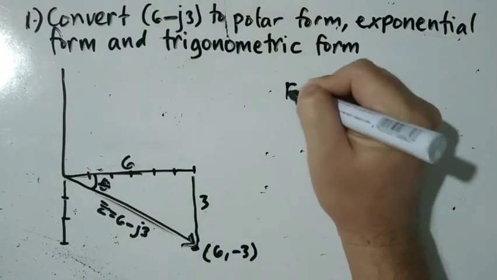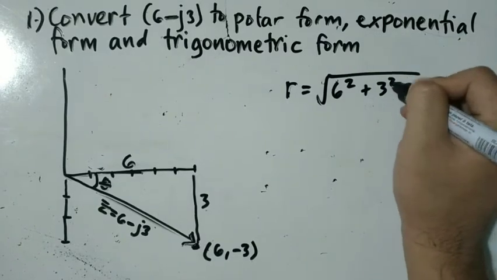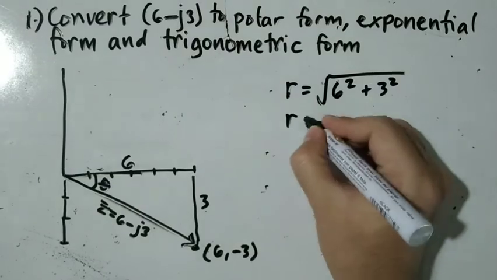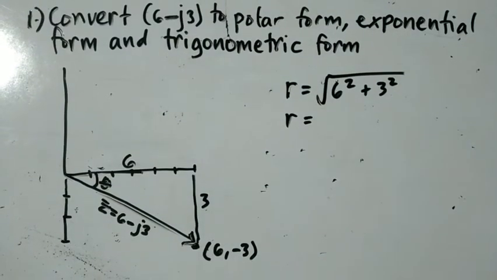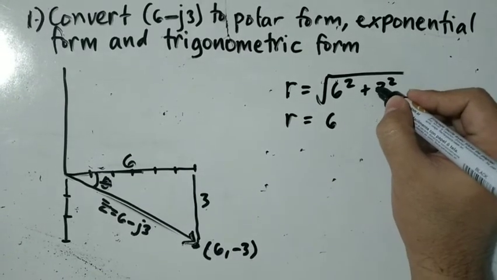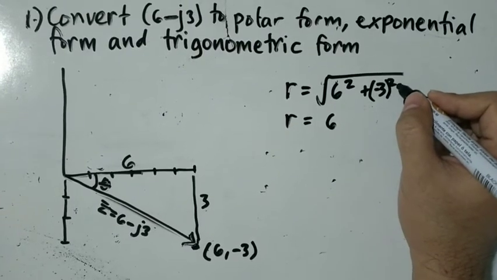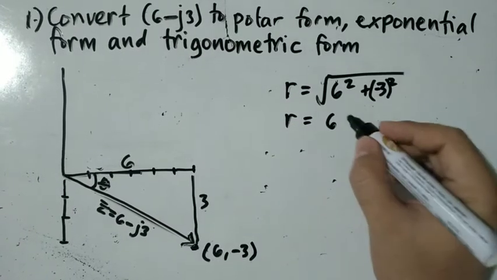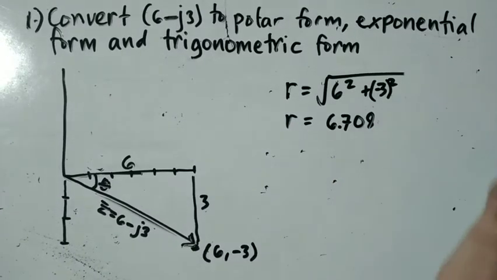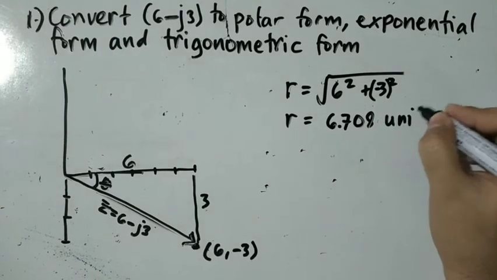resultant r. So this is the resultant, the magnitude r. So r is equal to the square root of 6 squared plus 3 squared. By the way, this is negative 3, right? But then when you square negative 3, it is still equal to positive 9. So this is equal to 6.708 using your calculators, and then 6.708 units.